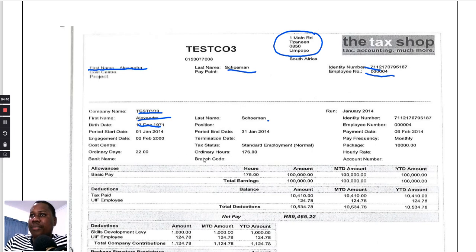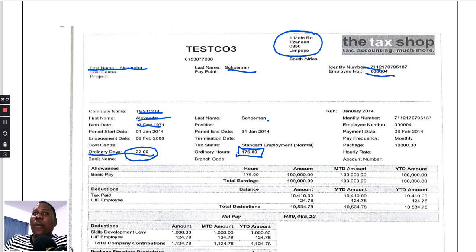Let's check other information that can be important. Let's look at this one, the ordinary days. This means that this person has worked 22 days. And then ordinary hours, this person has worked 176 hours. So you see, these are the types of information that you must look for.